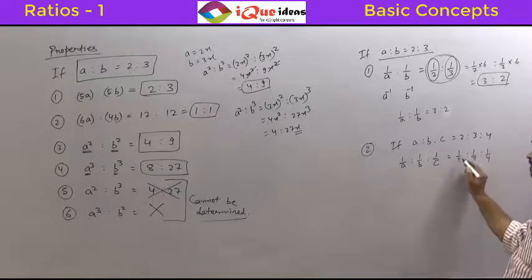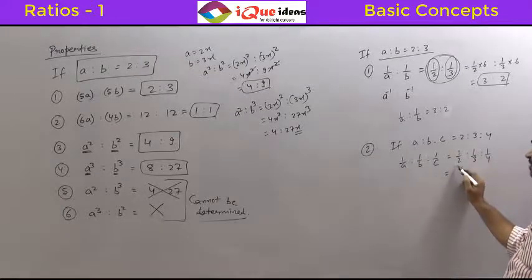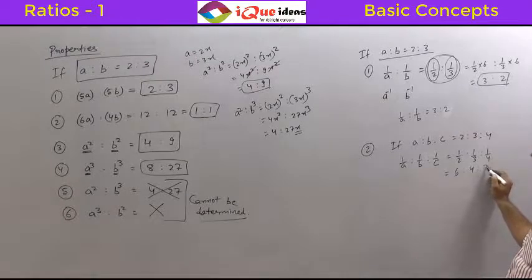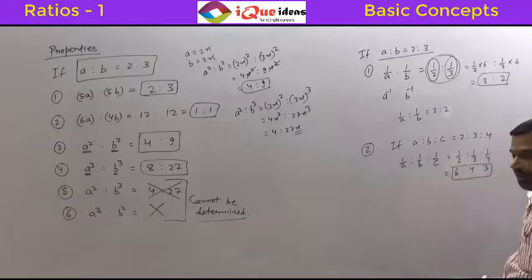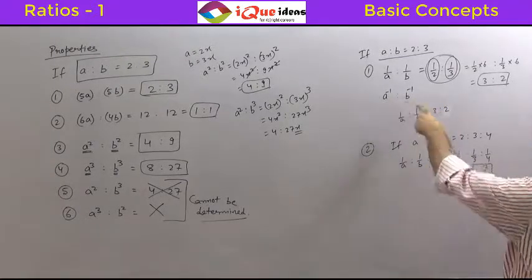Let's check it. Now here 2, 3, 4, LCM is 12, multiply by 12. You can do that calculation mentally. We'll get 1 by 2 into 12, that is 6. 1 by 3 into 12, that is 4. 1 by 4 into 12, that is 3. So the answer is 6 is to 4 is to 3. Be careful here. Alright? So if you are inverting each one of them, then only you can calculate, because then only all the powers will remain same.